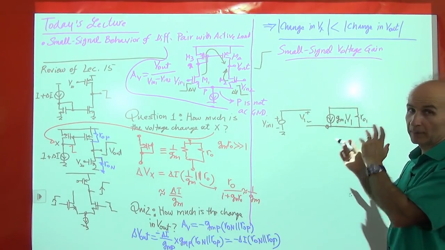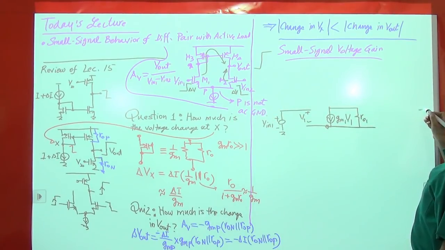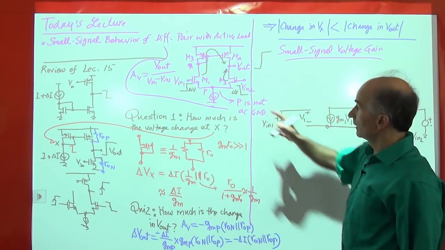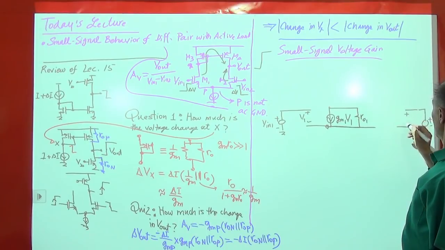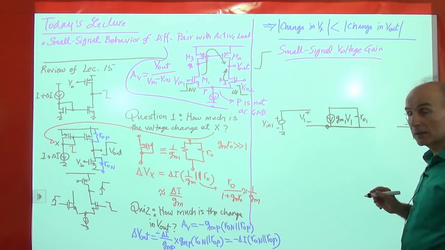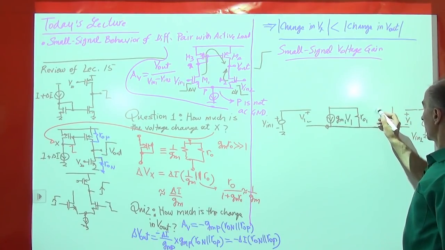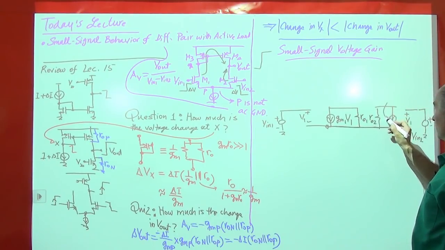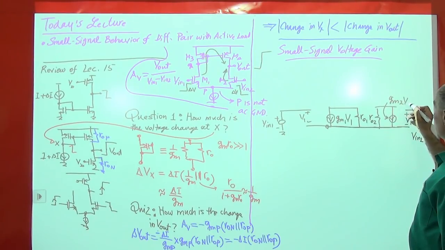I have to draw the model of M2, and I have to flip it this way so that it agrees with M2. So we start with Vin2. So that's Vin2. Vin2 goes to the gate. So the gate looks like this. There's a voltage here, V1. And then we have this. This is RO2, and this current is gm2 V2.